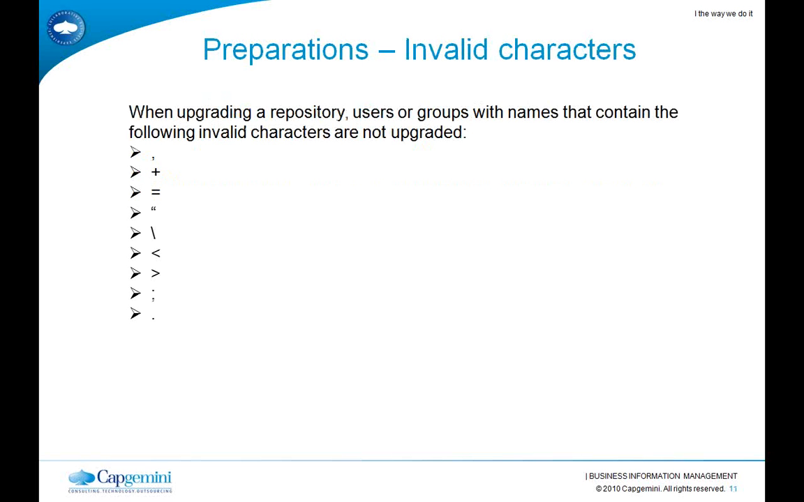Then if you have any users or groups that have any of these symbols: the comma, plus, equal, double quotes, slash, less than, greater than, semicolon, dot. If any of those characters are in any of your groups or users, you rename them before you do the upgrade process.